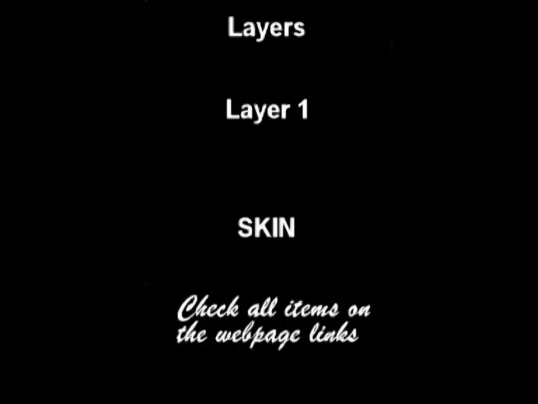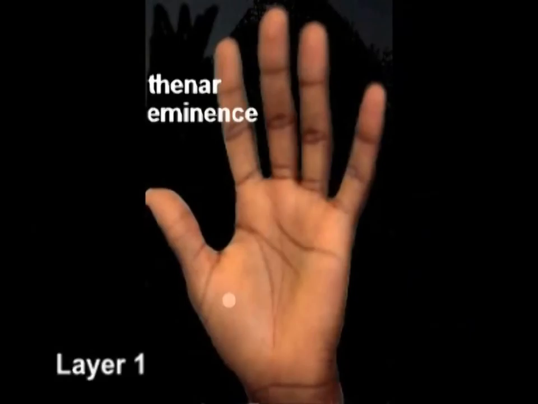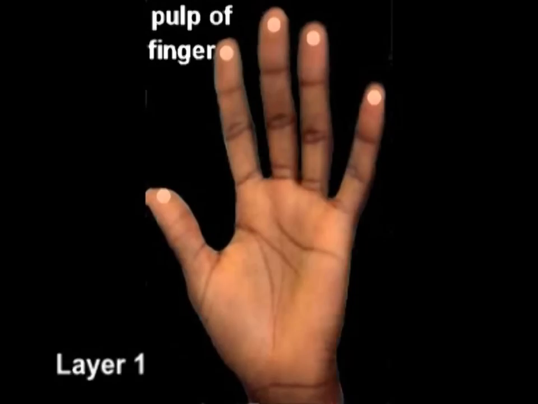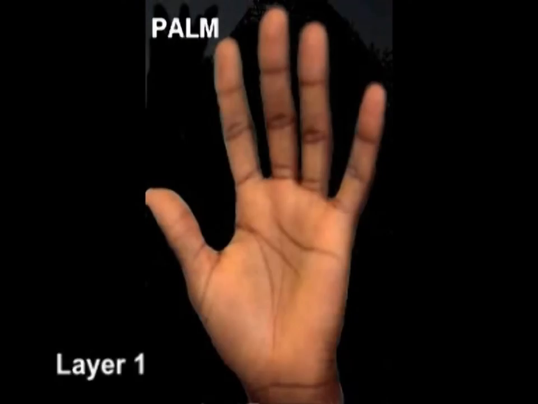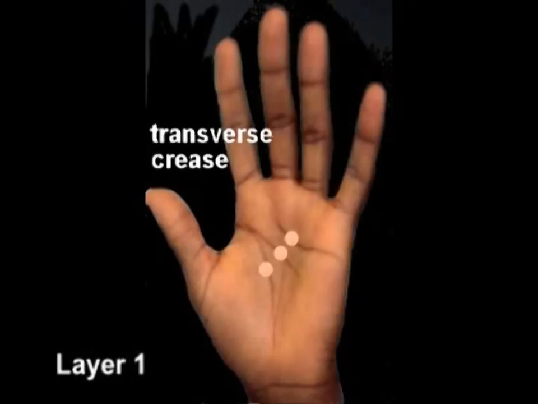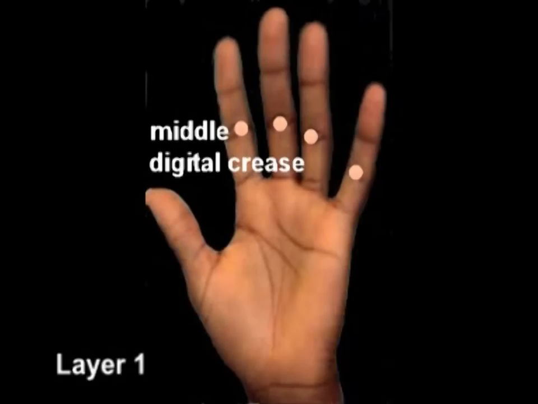Layer 1 of the palm contains skin divided into the following parts: thenar eminence, hypothenar eminence, mid-palmar area, and the pulp of the fingers. On the skin of the palm, we have the following creases: transverse creases, proximal digital creases, middle digital creases, and distal digital creases.